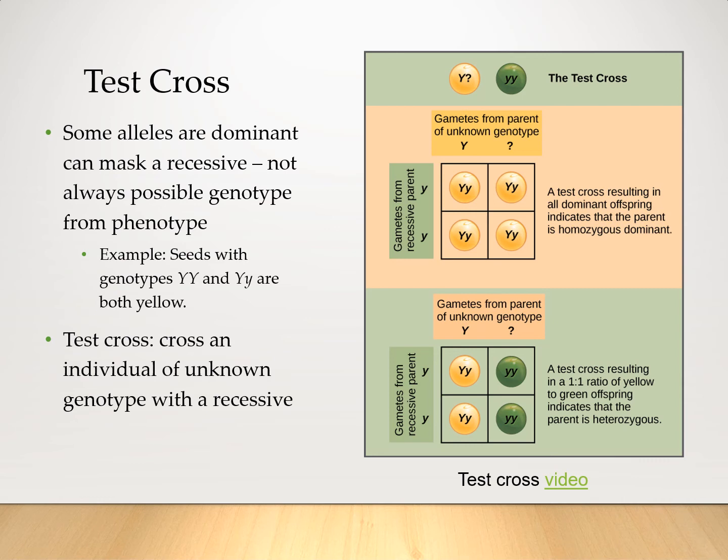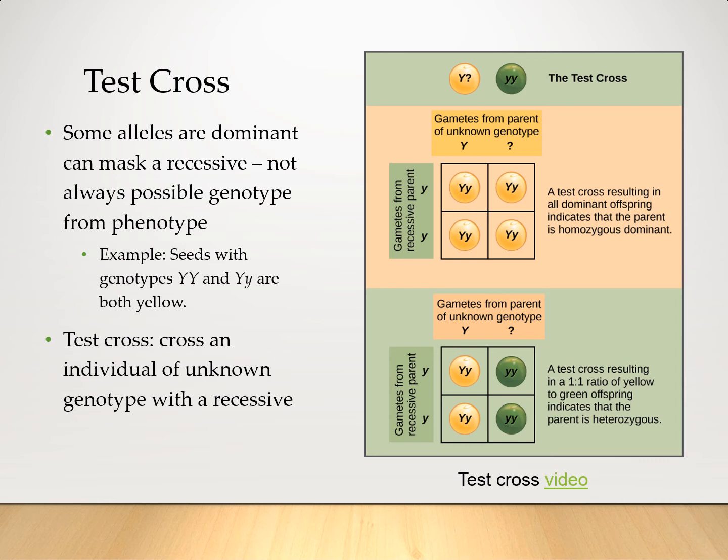Notice in the image on the top, the yellow seed is the unknown. Is it homozygous dominant or heterozygous? The green is known, as it can only be green if it carries both recessive alleles. If the unknown subject is crossed with a green recessive plant, it will reveal the genotype of the unknown.